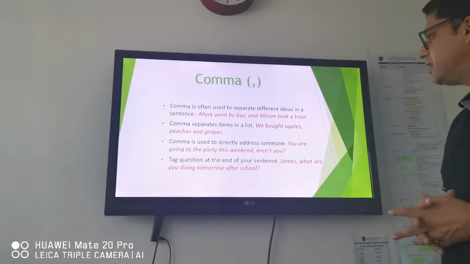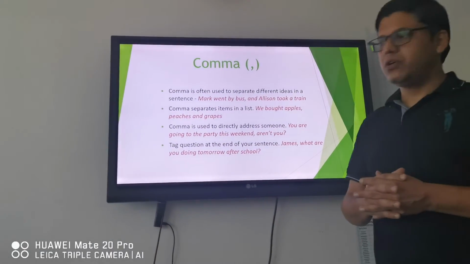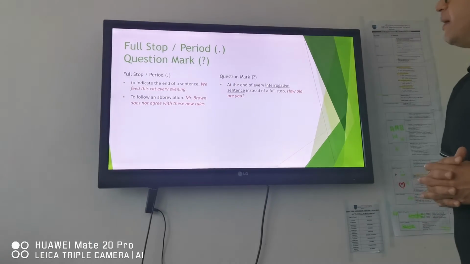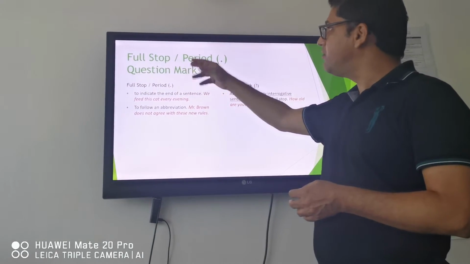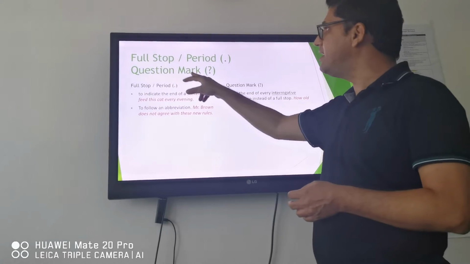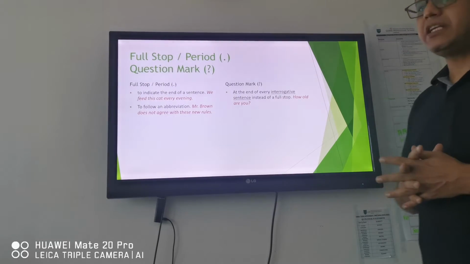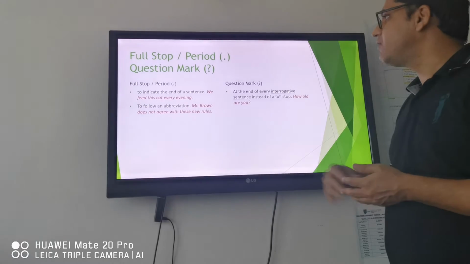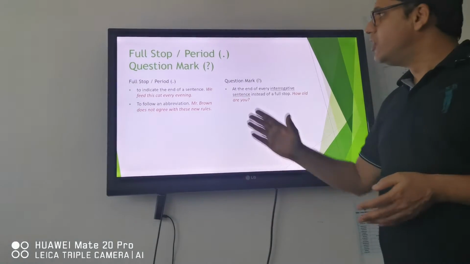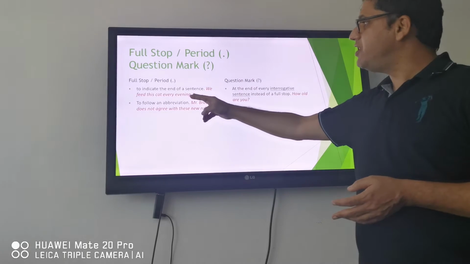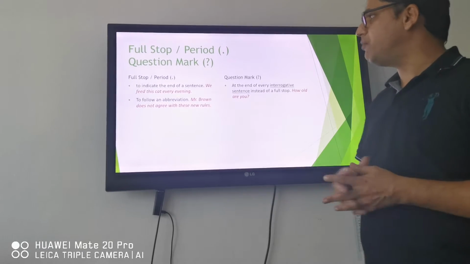Okay, so then there is an exclamation mark. So, next slide. Okay, so we are going to talk about the full stop. We also say period. Full stop indicates the end of a sentence. For example, we feed this cat every evening. So the sentence is finished. To identify that we have finished the sentence, we put a full stop.